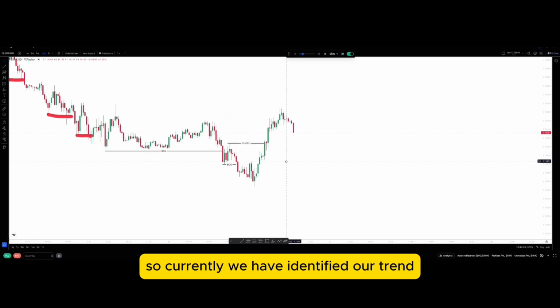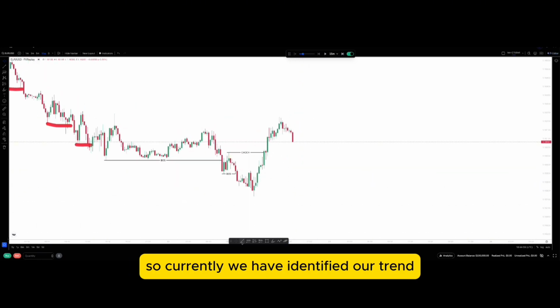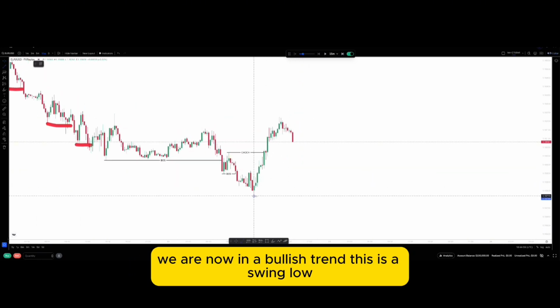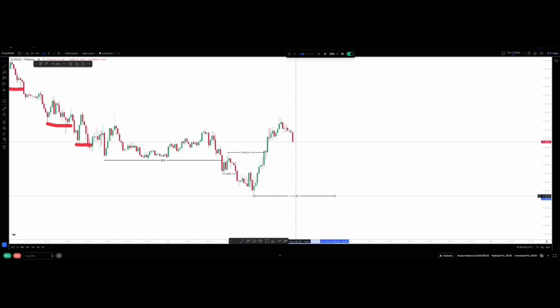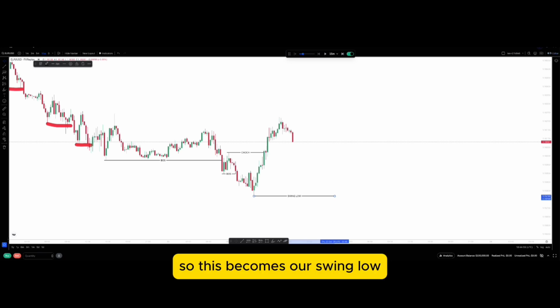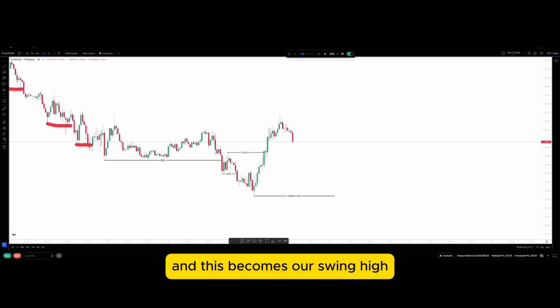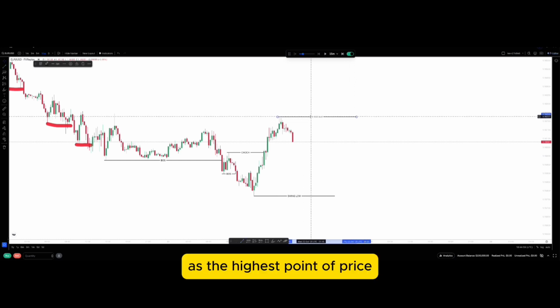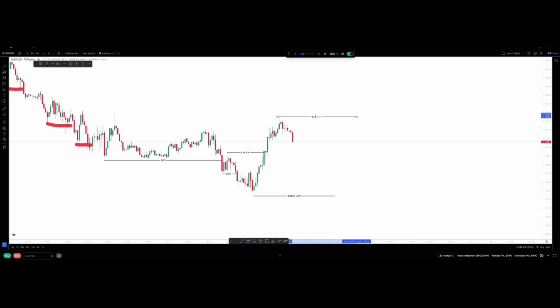So currently we have identified our trend. We're now in a bullish trend. This is a swing low. So this becomes our swing low and this becomes our swing high, as the highest point of price.